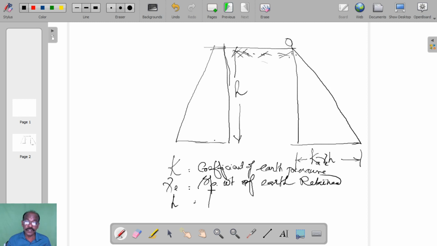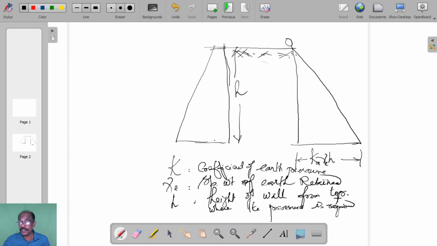H is equal to the height of the wall from the top, where the pressure is required. Generally, the pressure depends upon the height of the wall and the height of the earth retained.